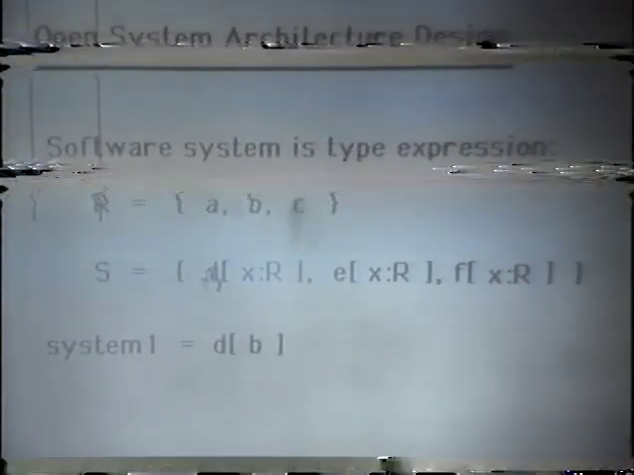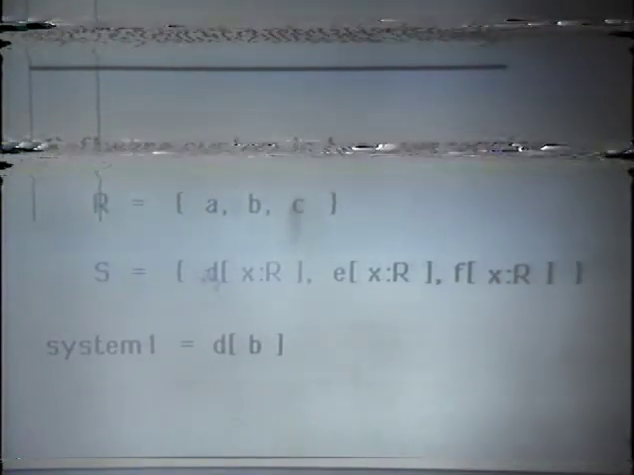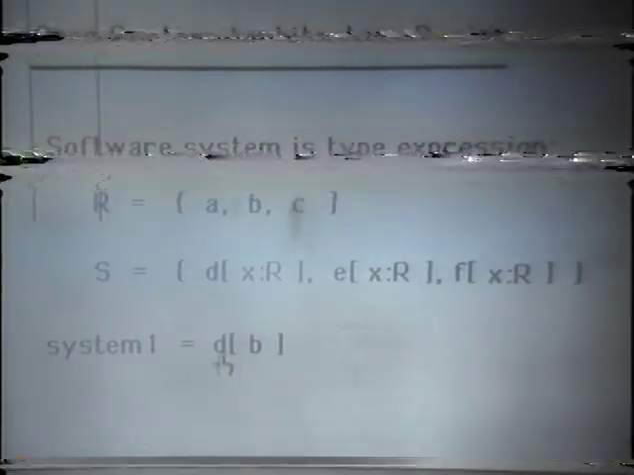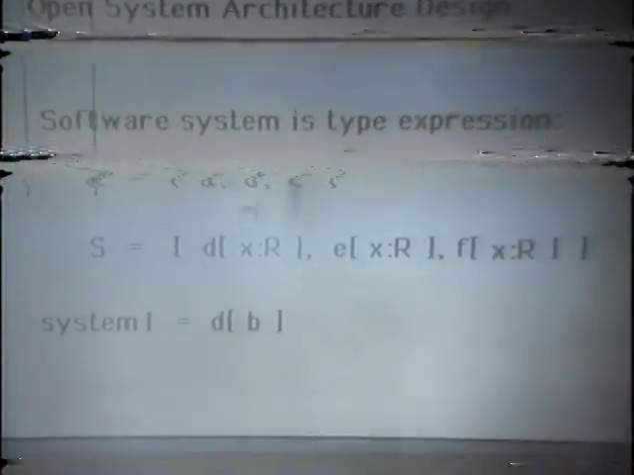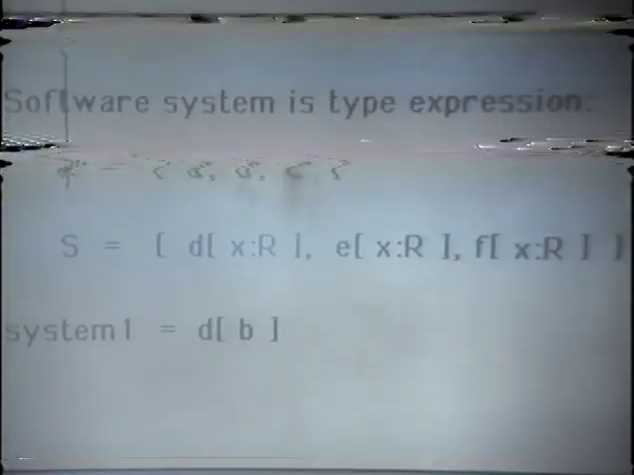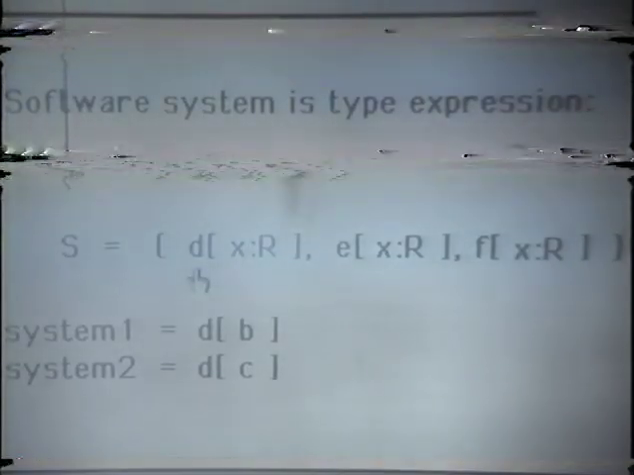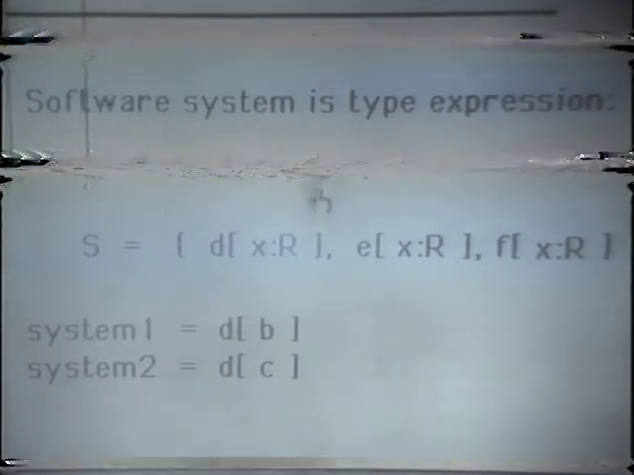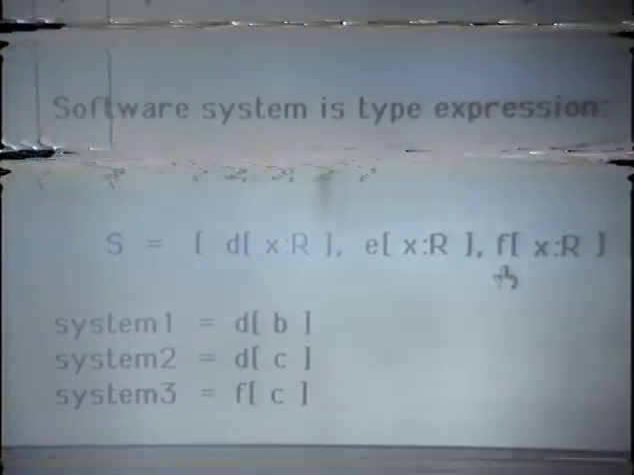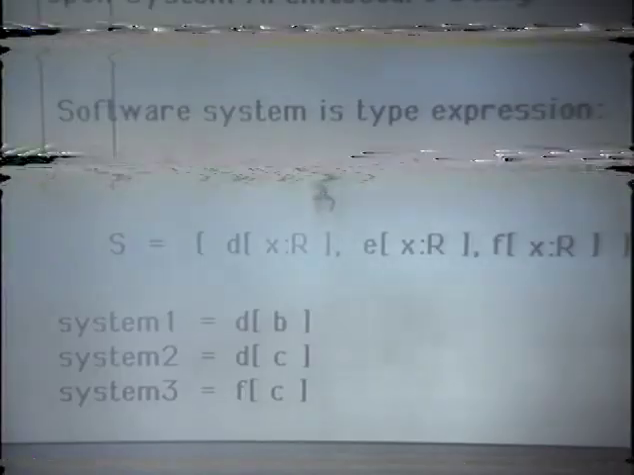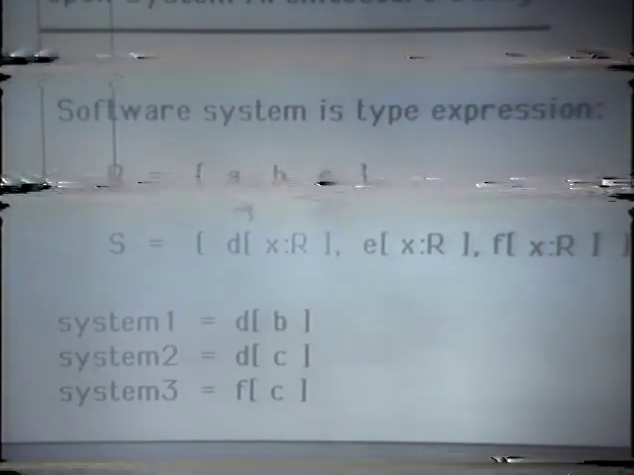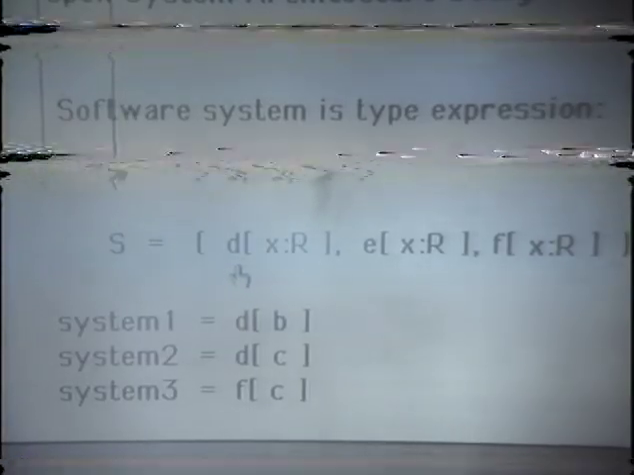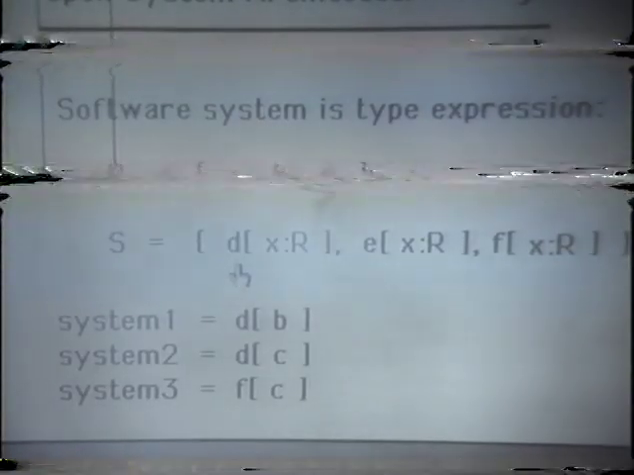A software system in this universe is a type expression. Again, referring to these realms R and S, System 1 is a composition of component D with component B. System 2 is a composition of component D with component C. And System 3 is a composition of component F with component C. These components in both of these realms, or in all realms, turn out to be primitive units of programming for that particular domain.